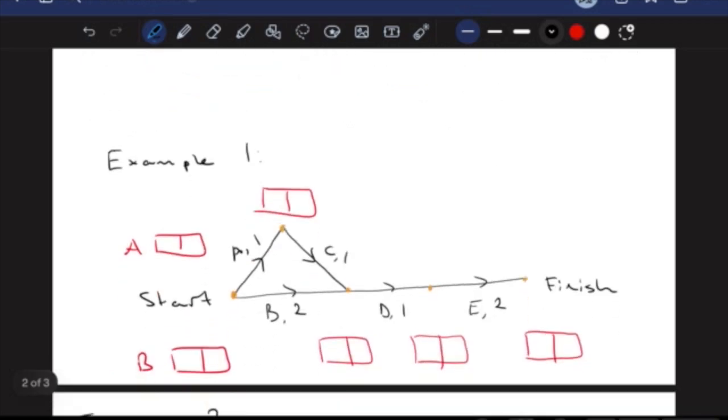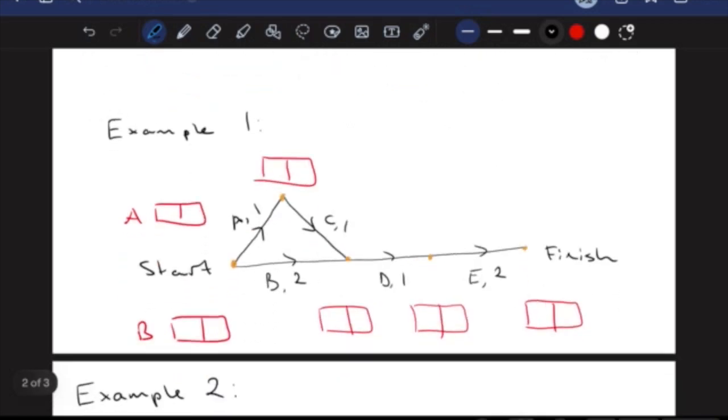Now, going into example 1, we have this network diagram here, and you can see that we suddenly have all of these boxes that have appeared, okay? Now, this is where I was saying it starts to get a little bit overwhelming, but we're just going to break it down bit by bit.